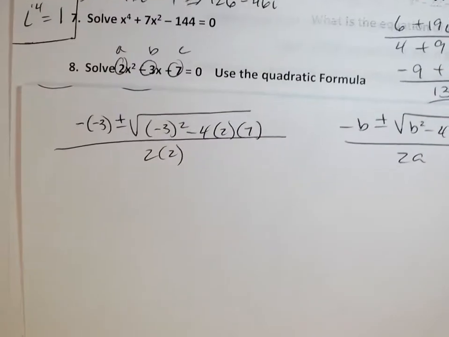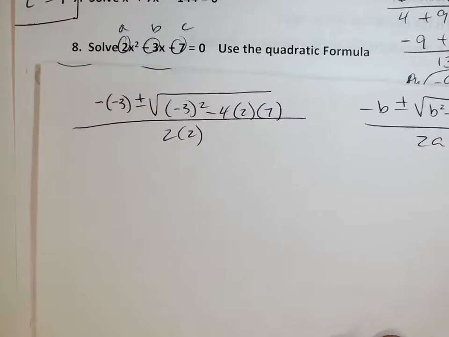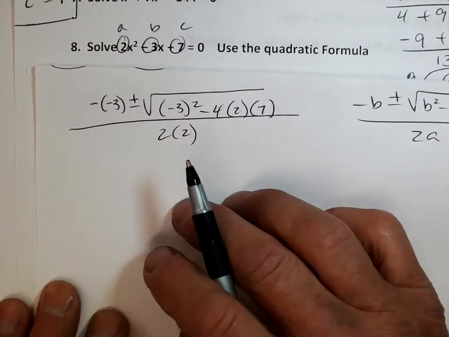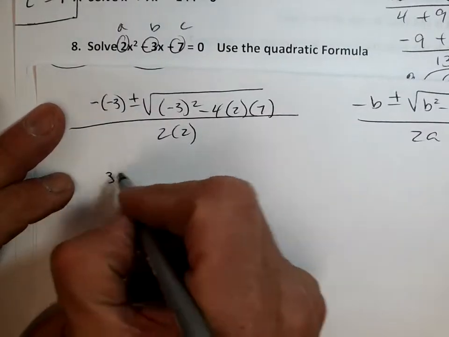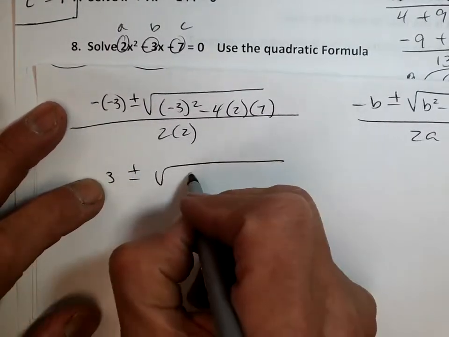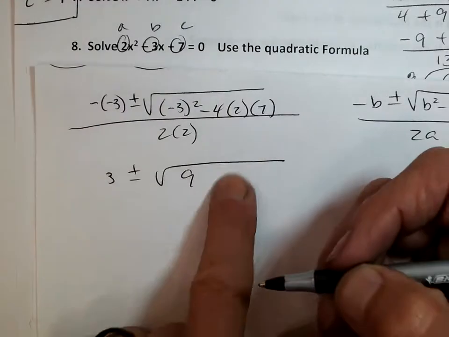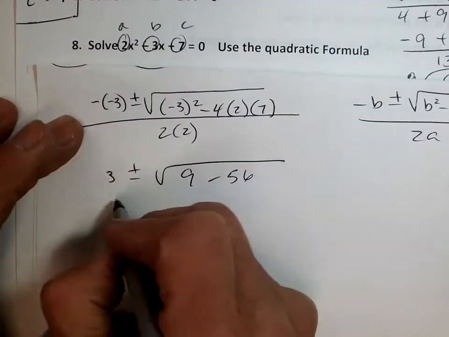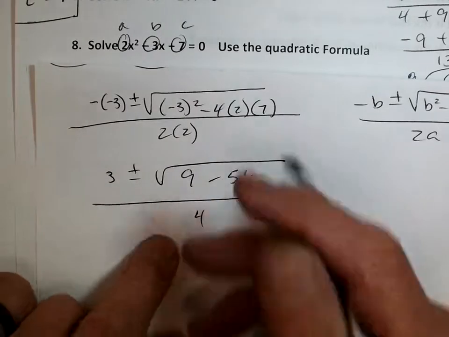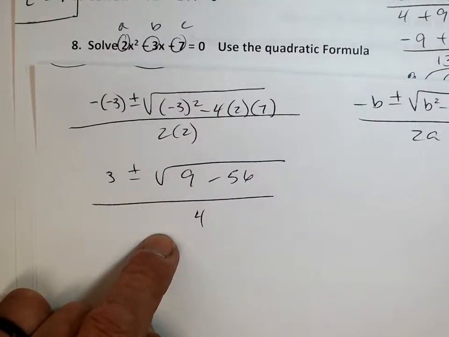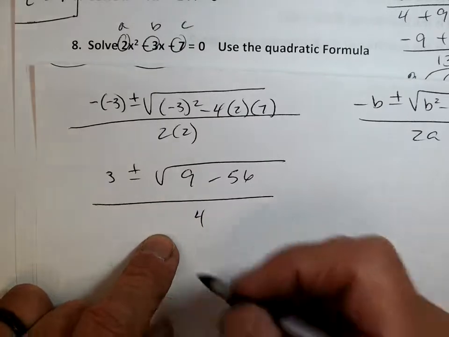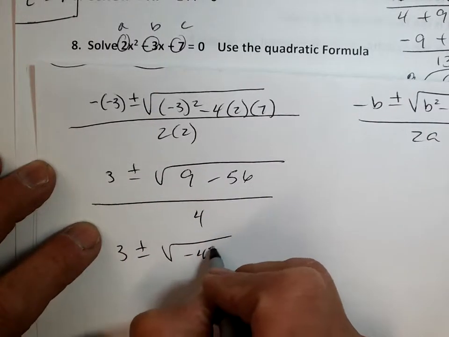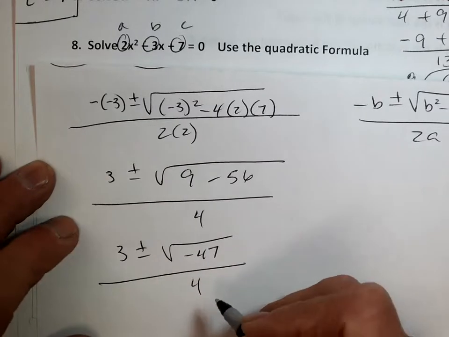Just plug them all in. Mr. Massey's going to make you do this. So, positive 3 plus or minus square root of 9. Oh, let's see. 8 times 7 is 56, right? Minus 56 all over 4. 9 minus 56 is negative 47. 3 plus or minus the square root of negative 47 over 4.